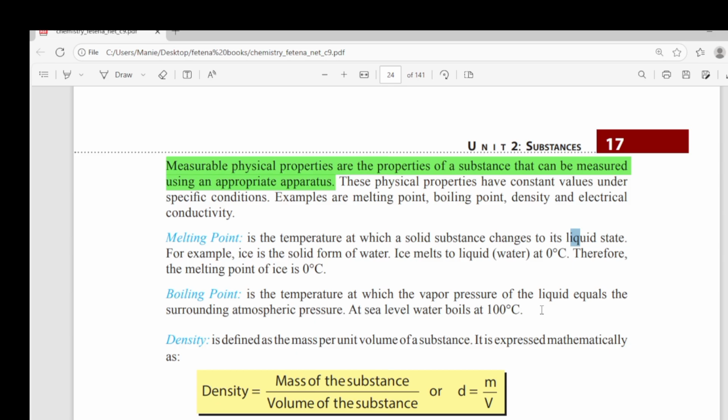The other is density, which is defined as the mass per unit volume of a substance.